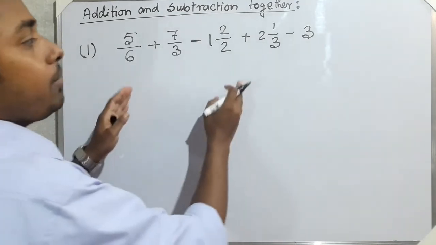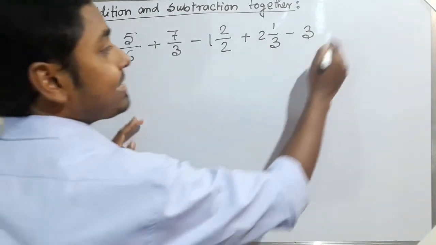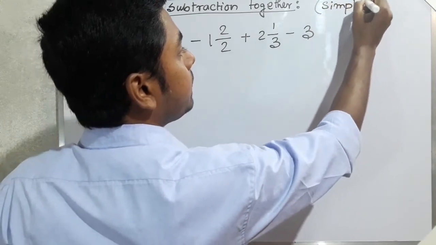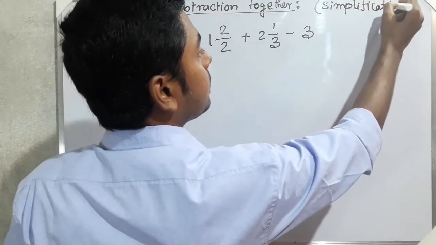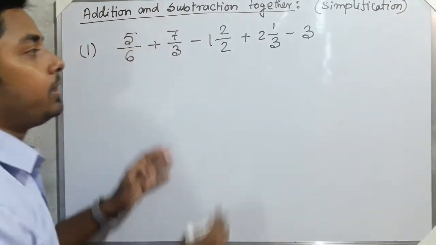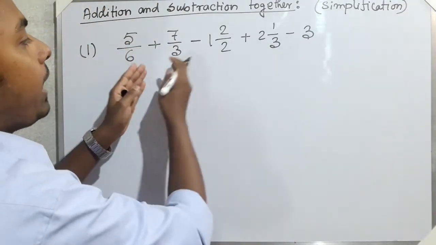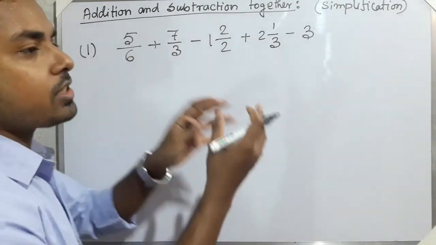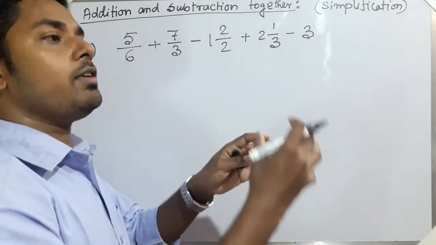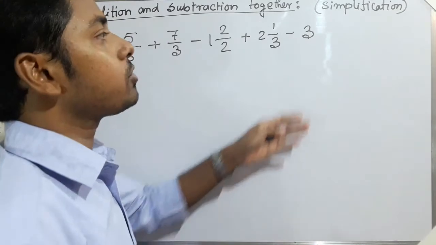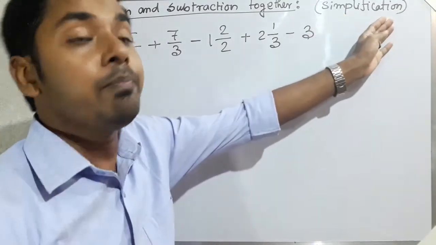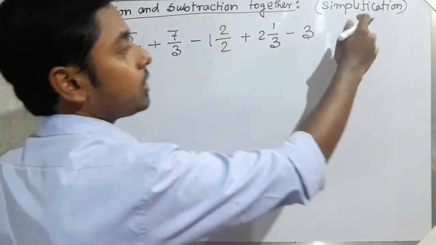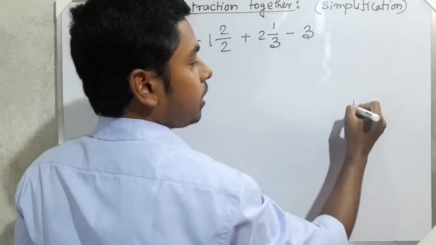At that time we can think of it as simplification. Very easy. Whenever we have addition and subtraction, not only addition and subtraction, but whenever we have addition, subtraction, multiplication, division all together, in that case also you have to think of it as simplification. Okay. So what is the rule of simplification? The rule of simplification we already know.